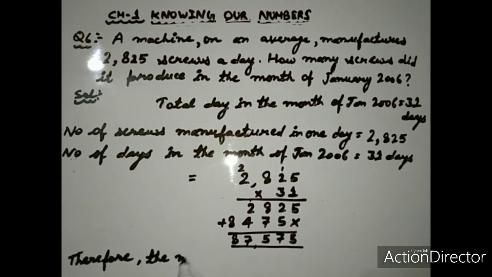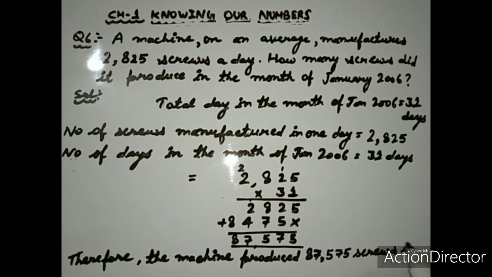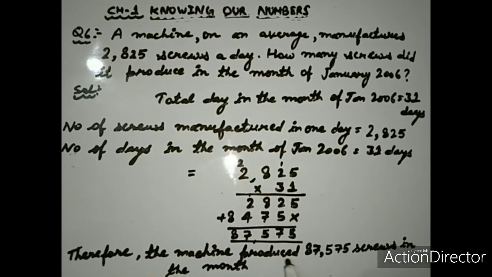So here we write, therefore, the machine produced 87,575 screws in the month of January.